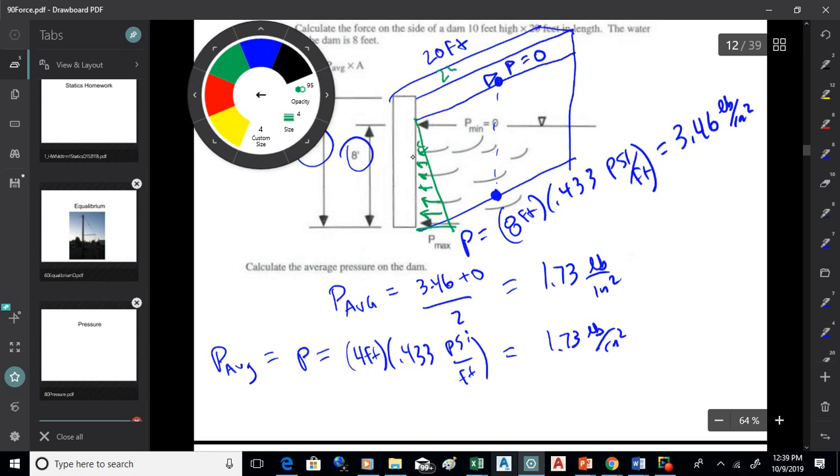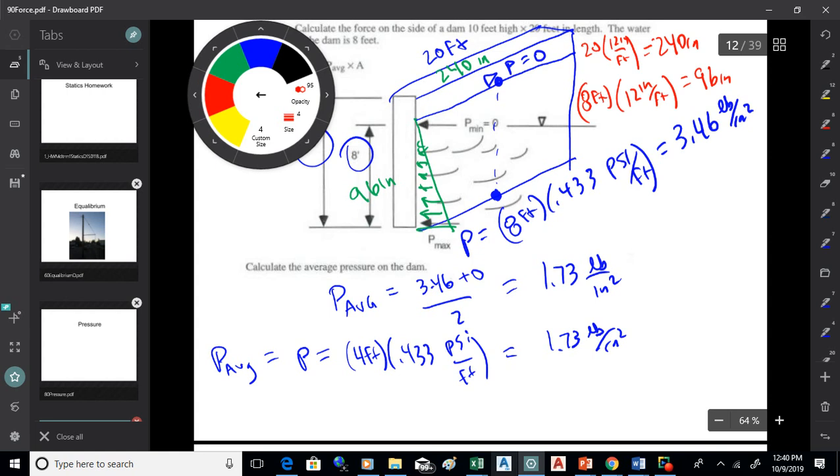20 feet, 240 inches, I think. 8 feet, 96 inches. Is that right? So you've got to convert. I just did it in my head, but 12 inches per foot. I got the 240 inches by taking 20 times 12, and then the 8 feet, 12 inches per foot, 96 inches. So 240 inches long by 96 inches high.